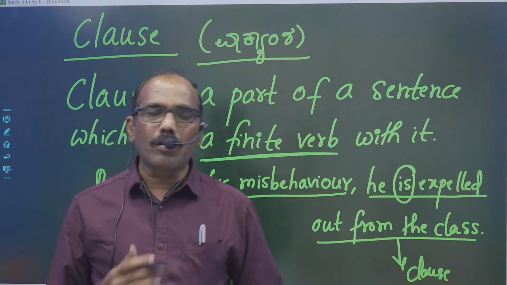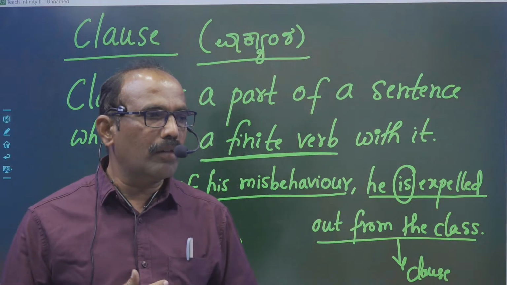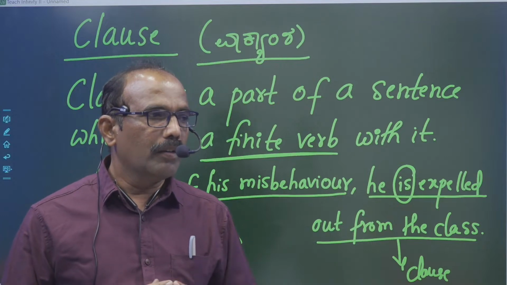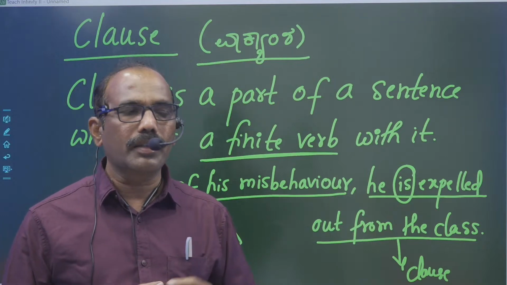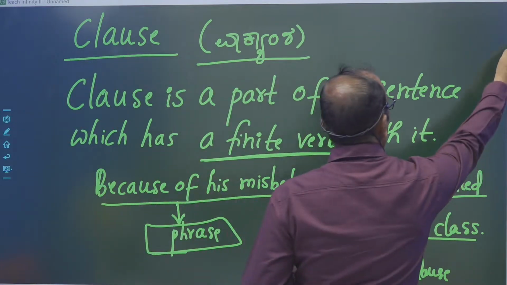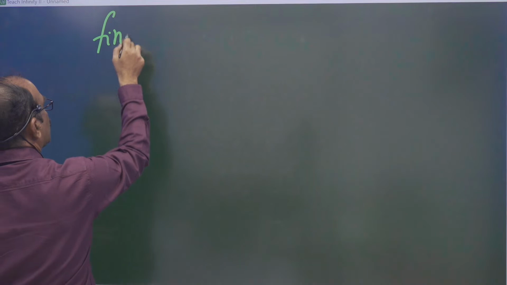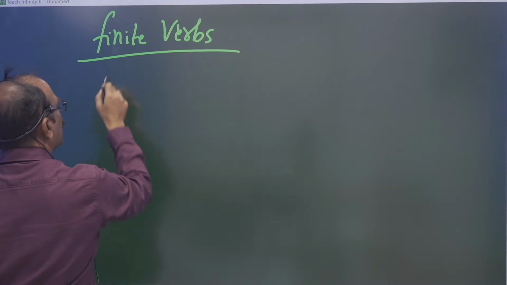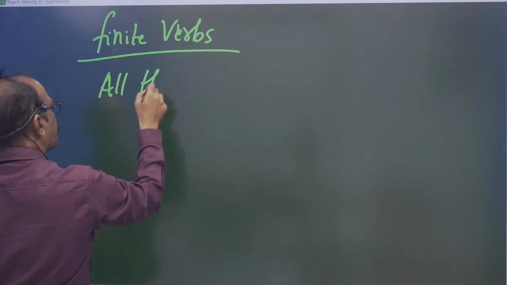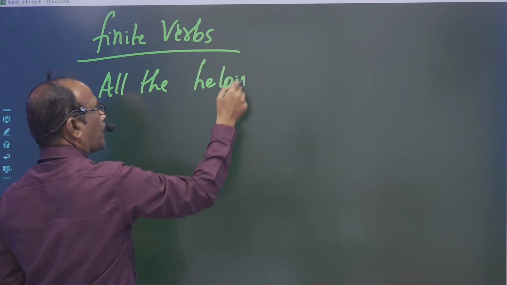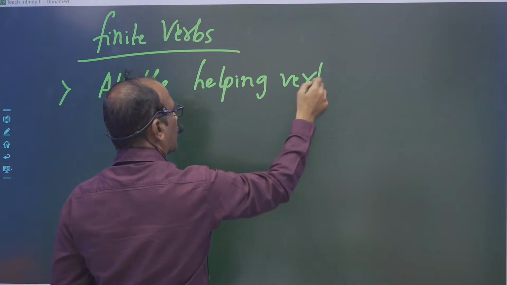To understand the concept of clause, first of all we have to understand what is a finite verb. Finite verb is a verb which has the tense and the number of its own. In general, among finite verbs, all the helping verbs are always finite verbs. All the helping verbs, they are all called finite verbs.